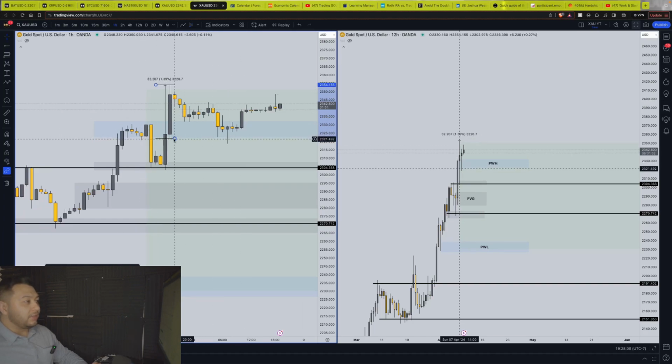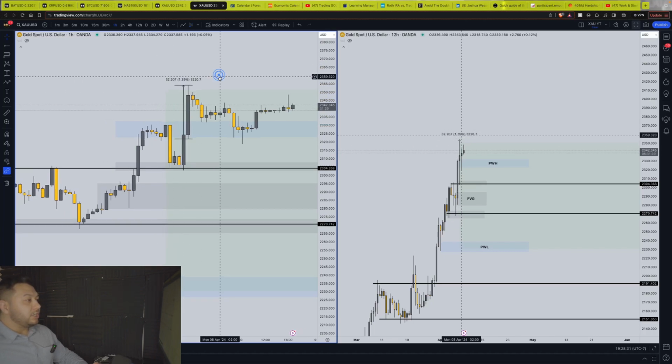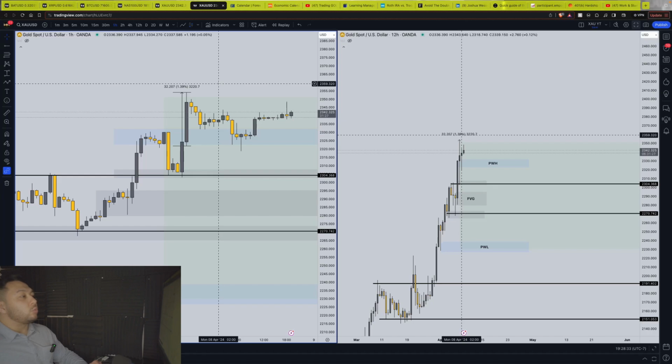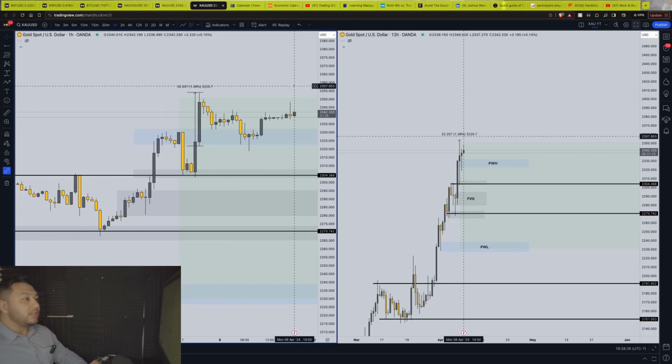It says 32,207. Now that represents a $32 price movement because the low of this is 23.21 and the high of this is 23.54. Now, 32 represents 320 pips.